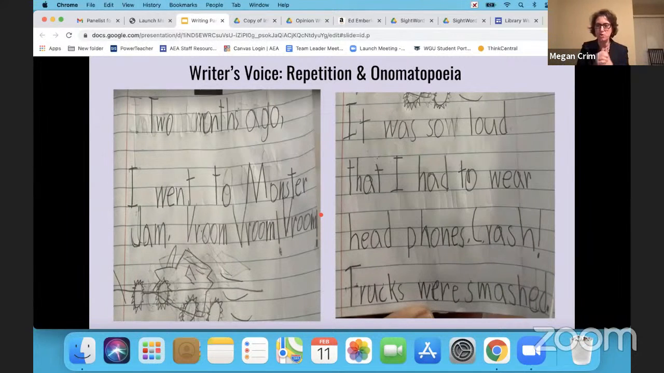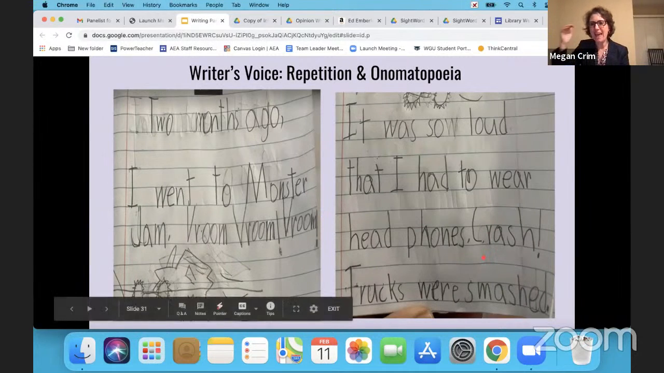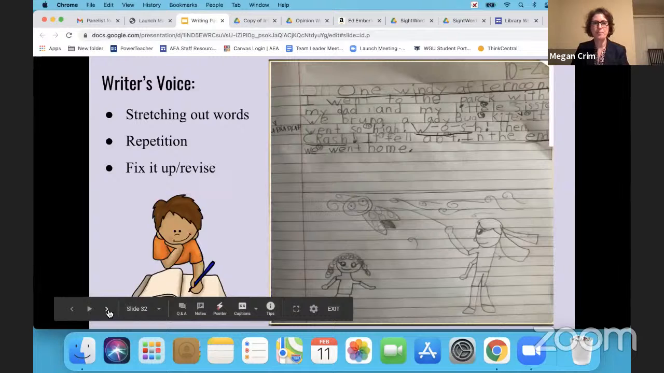That's the middle of the story. And then we have the end of the story. Crash. Onomatopoeia. Trucks were smashed. Very powerful writing. And that was done after we read The Roller Coaster. And the student did a beautiful job with that.